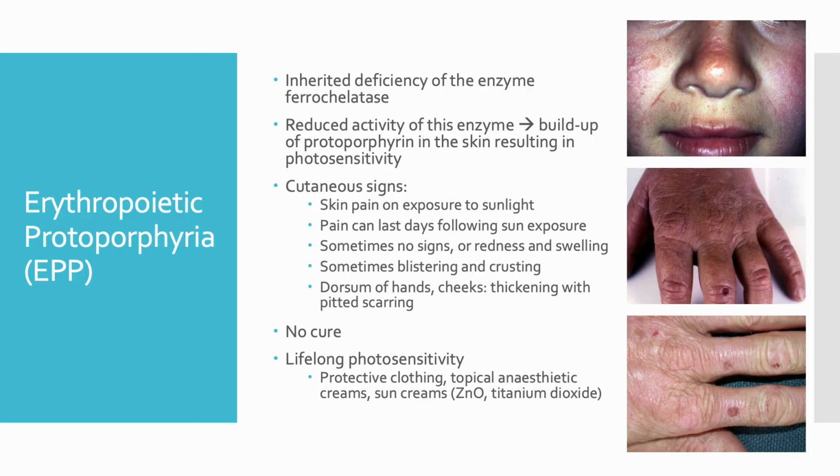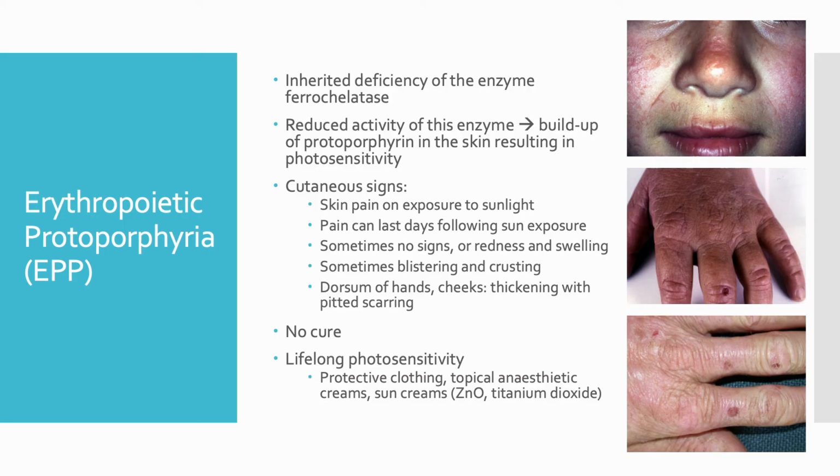Over the course of time, and particularly after intense sunshine exposure, there may be redness, swelling, very occasionally blistering and crusting. Over the years, the skin will become thickened, particularly over the dorsal aspects of the hands, and often furrows develop on the upper lip. There's no cure. The treatment of this condition is photoprotection.